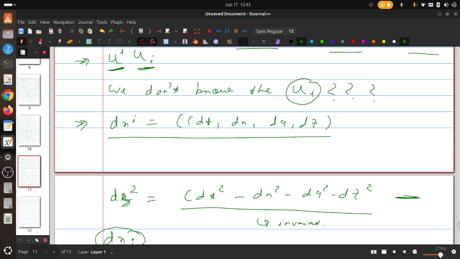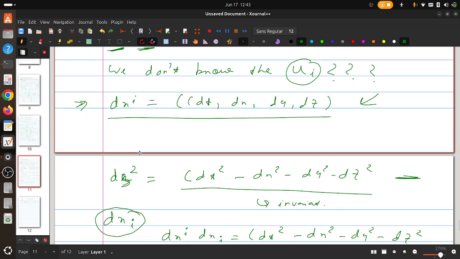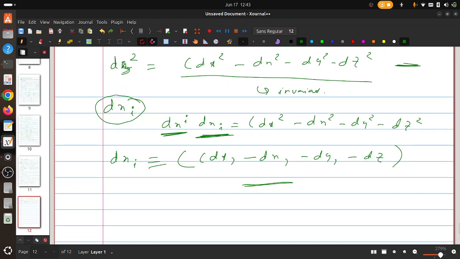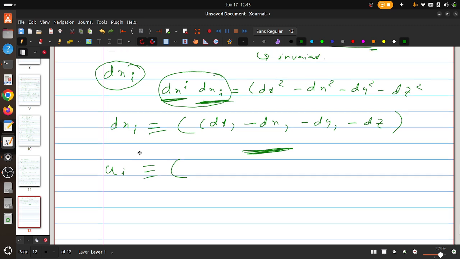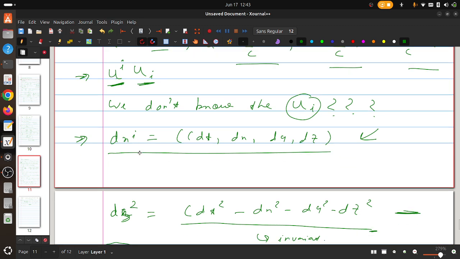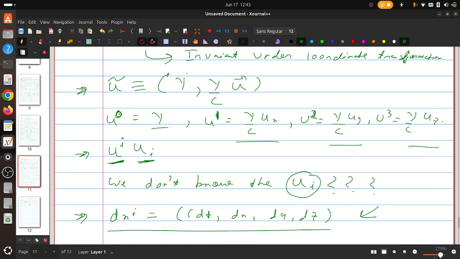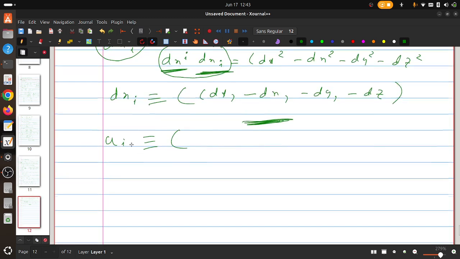So here we have got the contravariant components like this and the covariant components like this, because we are employing this particular notation so that the contraction gives you an invariant quantity, and we know that this is invariant. Taking inspiration from this result, we can simply say that our u subscript i, the covariant components of the velocity 4 vector, should be something like this: you keep the time component the same, and then you put the minus sign on the spatial components.